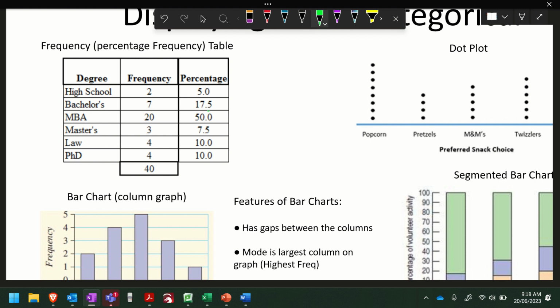So you can see here, you've got the degrees that people obtain in uni. In this group, there's 40 people in total. 2 of them only have high school, which is about 5% of the data. Here you've also got 3 people who've got a master's degree. Out of the 40 people, it's only 3, which is 7.5% of the data. That's how we use frequency tables.